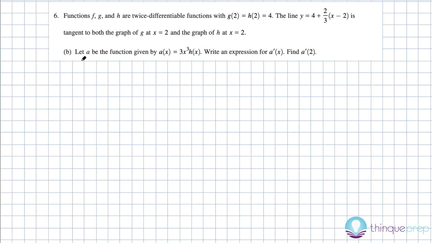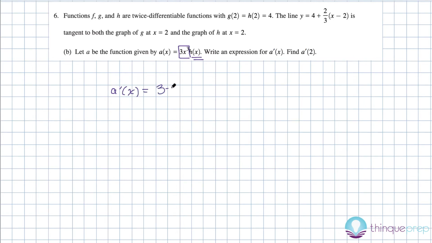In part B, we're given a as a function here, 3x cubed times h of x, and then we're told to find the derivative of a, and then we're told to plug in 2 and we're done. So the tricky part with the first part is we have a product rule that we need to do here. So we have this is our first function, this is our second function. So if we want to find a prime of x, let's just follow the product rule.